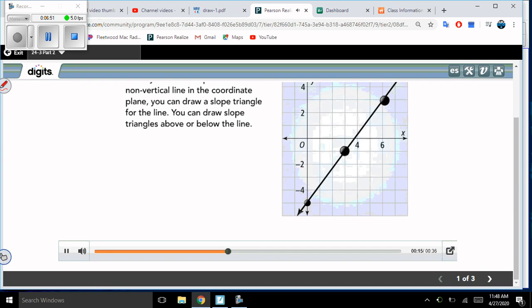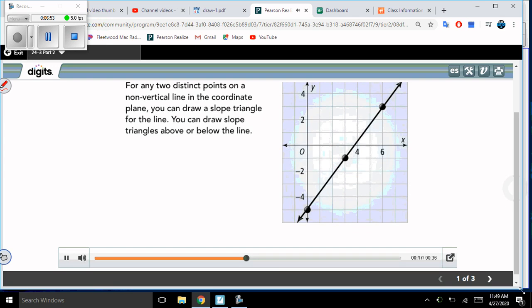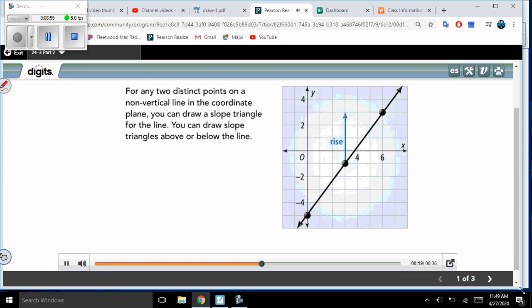Here is a slope triangle above the line. It consists of a rise and a run. Here is a slope triangle below the same line. It also consists of a rise and a run.